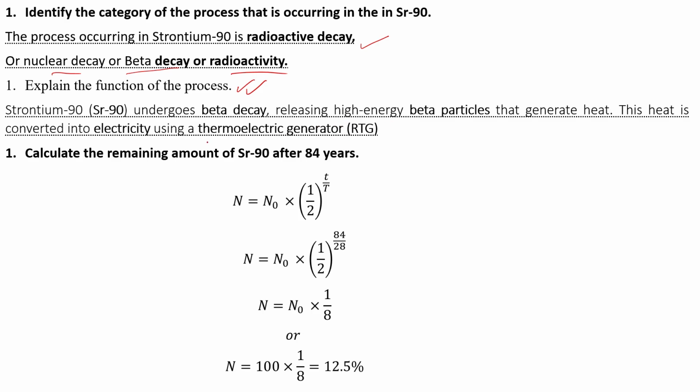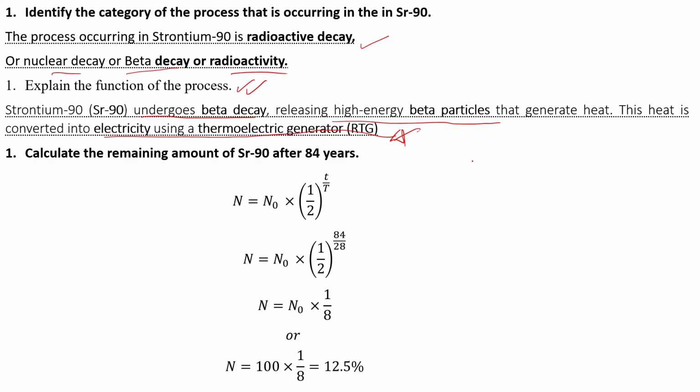Of course, here we are looking at generating some electric power for remote monitoring devices. So we add something here. Strontium-90 undergoes beta decay, releasing high energy beta particles that generate heat. This heat is converted into electricity using thermoelectric generators. So this radioactivity process is actually not applicable to nuclear reactors, but to some small equipment like thermoelectric generators for low power generation.